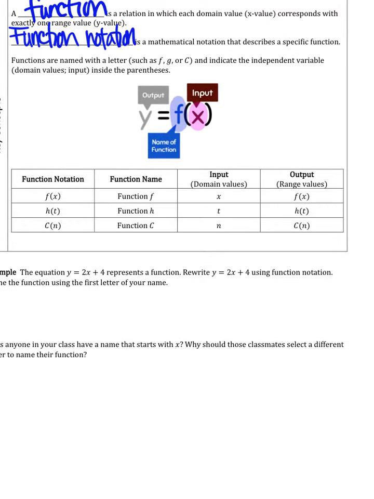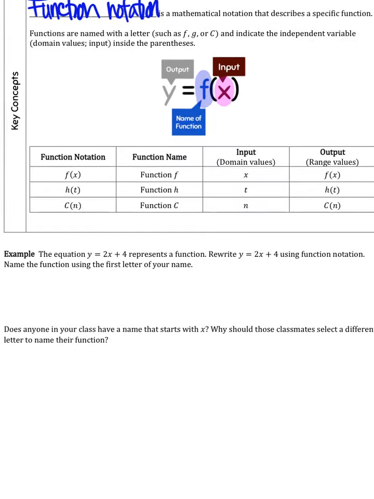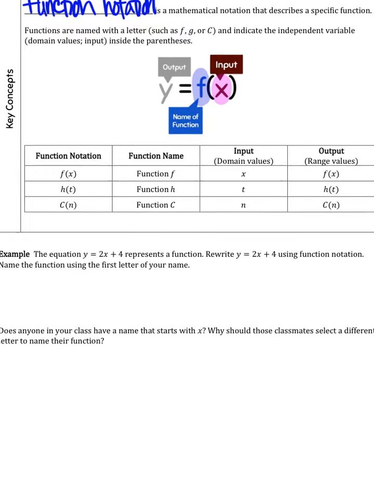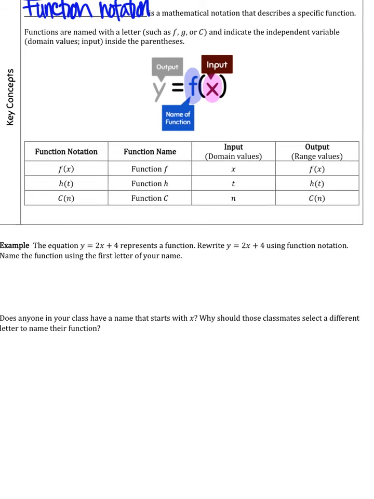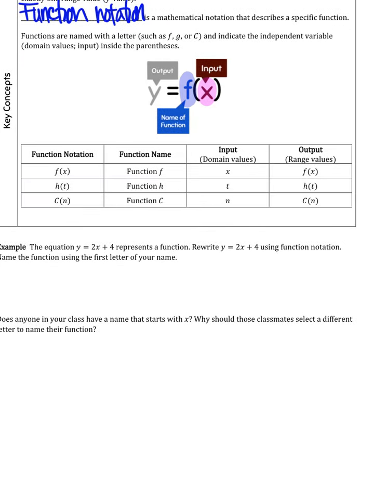So let's look at some of these examples and the way that they wrote them. It says on the left, function notation, f of x. Your function is f. Your domain value is x, and the output is f of x. On the next example, it's h of t. The function is h. The input is t. And then you would say h of t. In the following example, it is the notation c of n. So the function is c. The input is n. And the output is c of n.